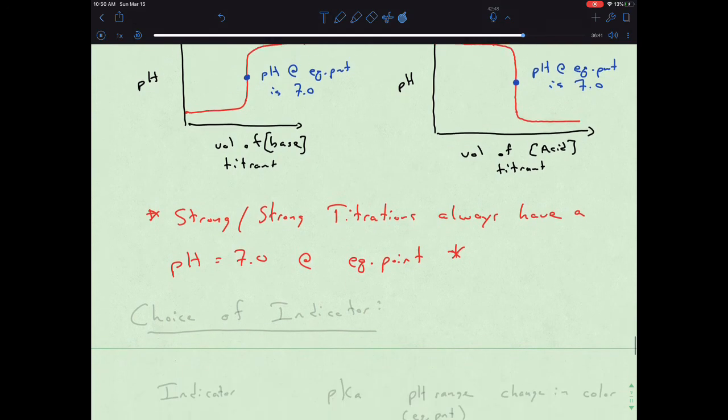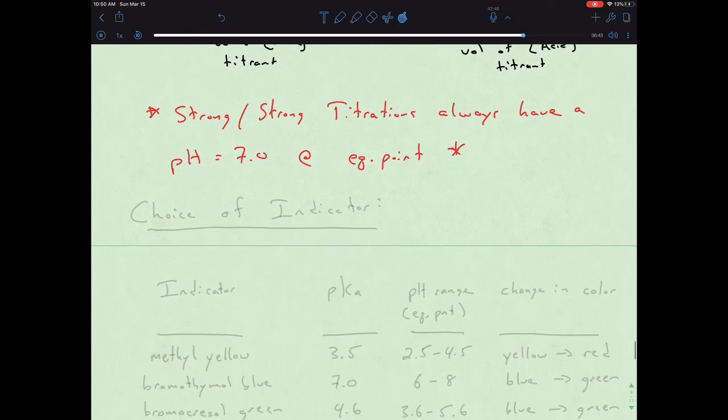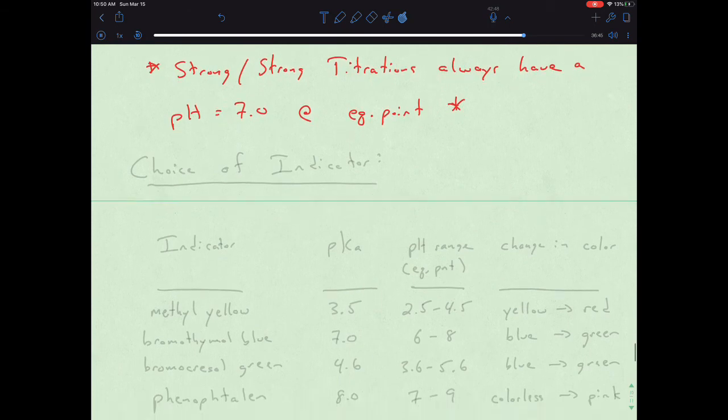The next example that we would get into in the next video will be now looking at a weak strong scenario. Remember, the titrant always has to be strong. Now what we're changing is what we're titrating. In this example, we were titrating a strong acid. What if we change that up and we were titrating a strong base? So look to the next lecture for that example.